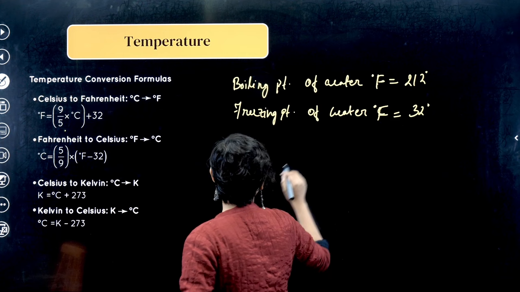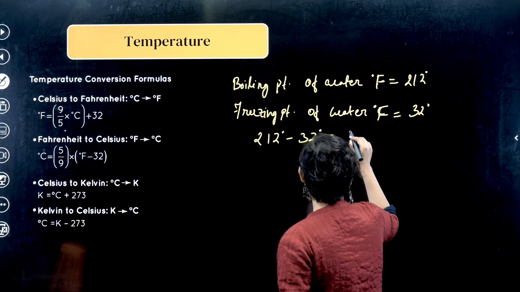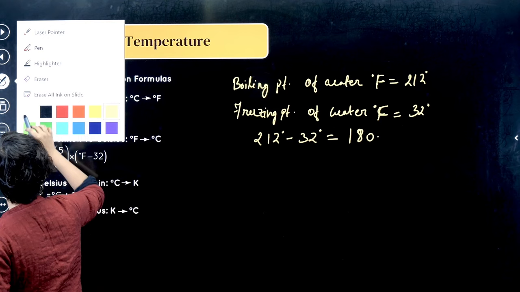Now, if I do 212 degrees minus 32 degrees, how much will I get, my dear students? I will get 180 degrees. Great, 180 will be the answer. The same thing I'm going to do for degree Celsius also. Now look here.